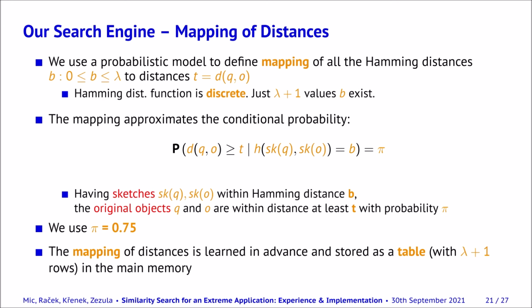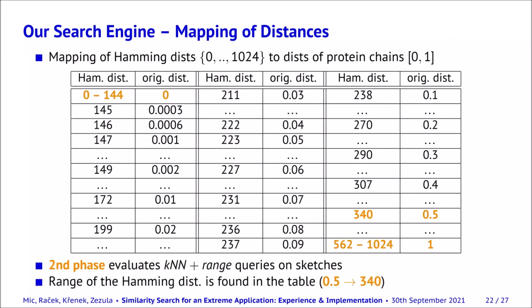This value p is the only user-defined parameter, and we use p equal to 0.75, which is in compliance with the article where we proposed this probabilistic model. Please notice that this mapping is pre-computed and stored just once during the data pre-processing, so it is efficiently used in the main memory during the query execution.